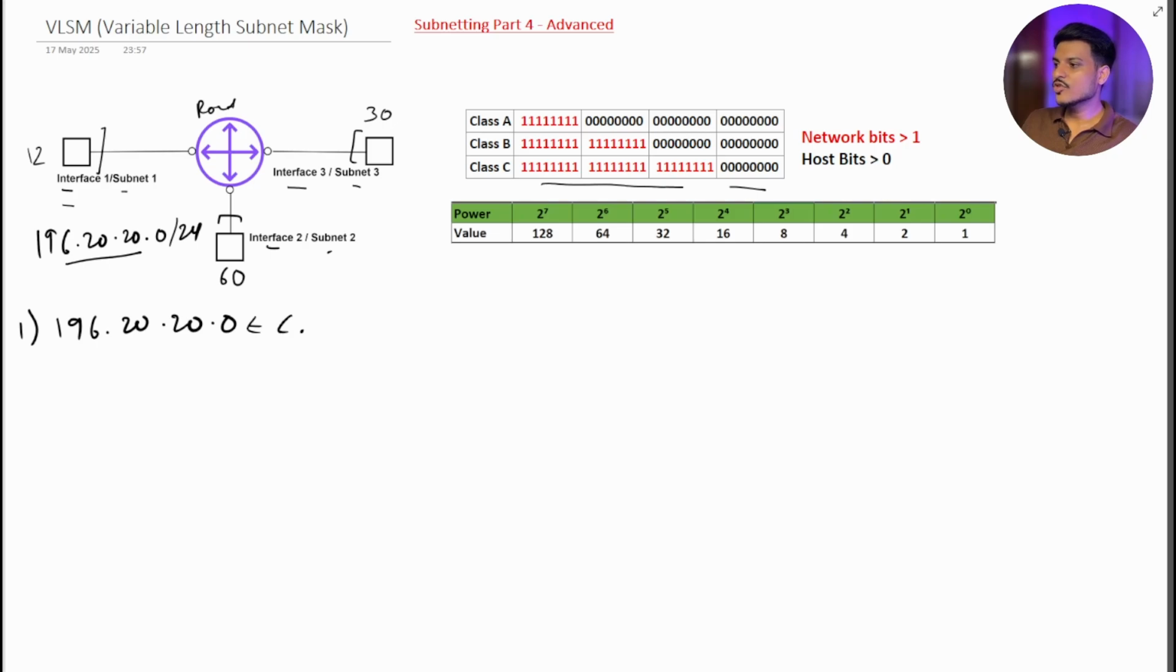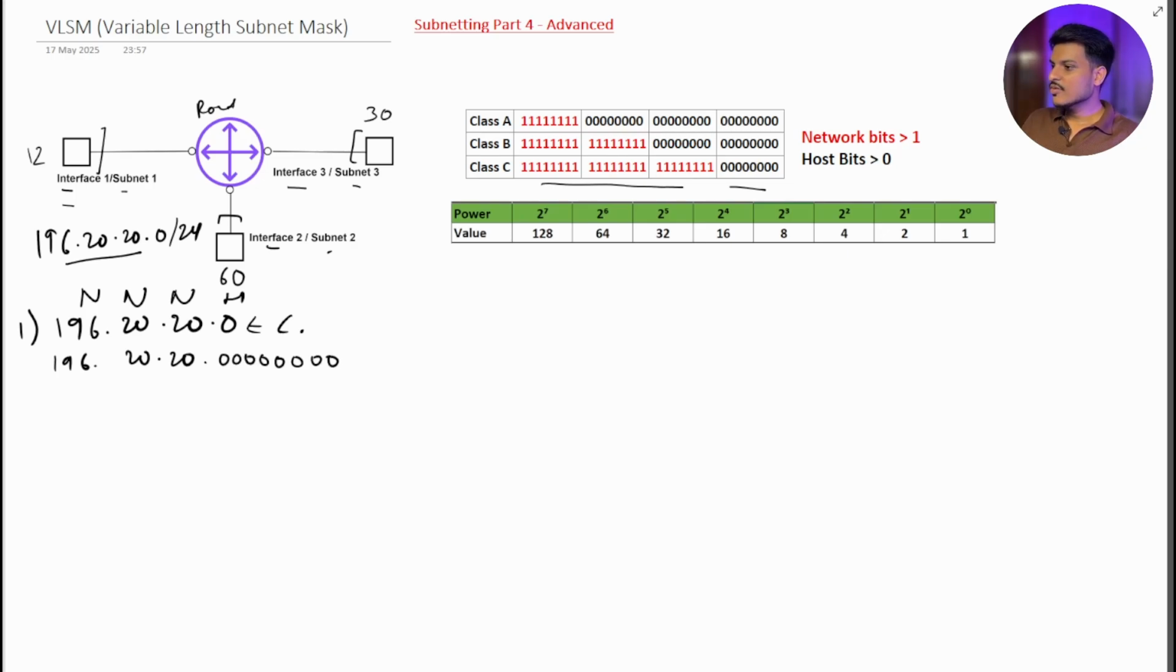So we have to write the bits that are given to network as they are, and the bits that are given to host all in binary. So we will write 196.20.20 as three octets were given to network, and the last was given to host. The binary of 0 would be 8 times 0.